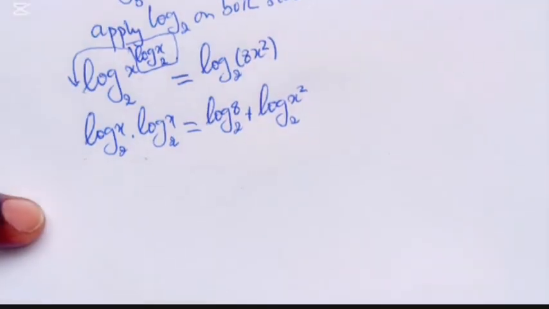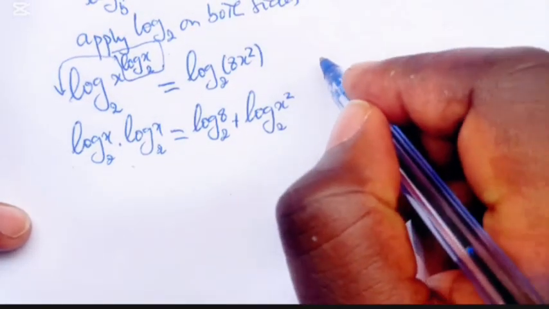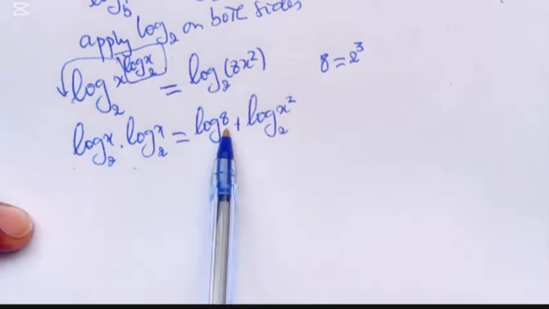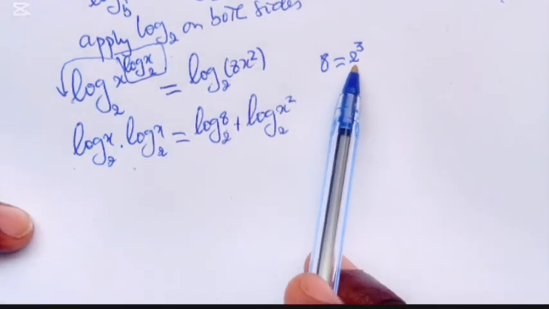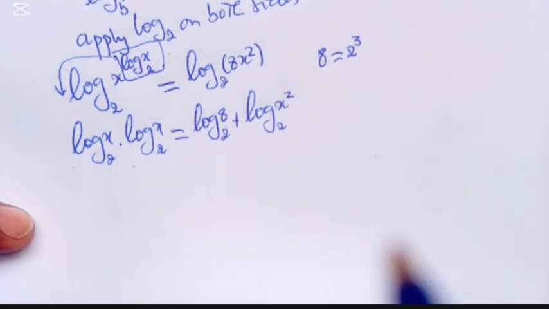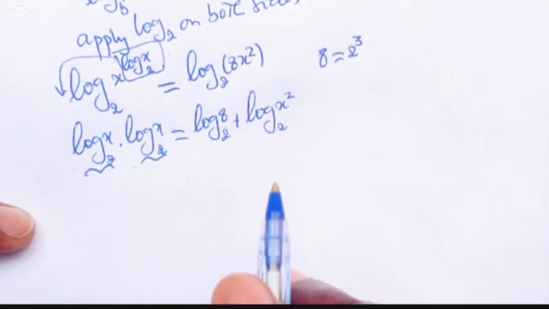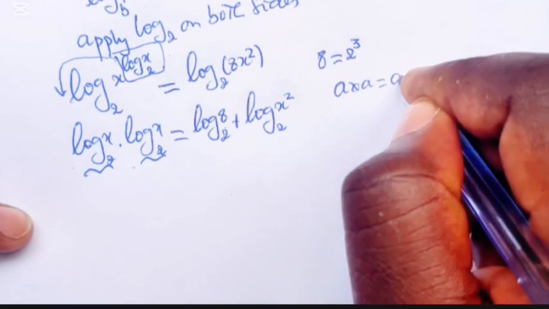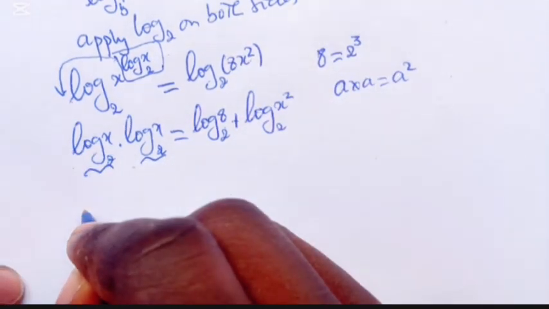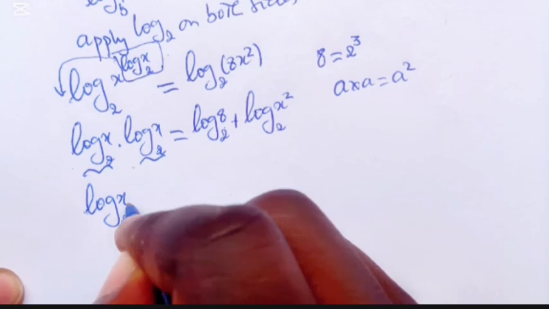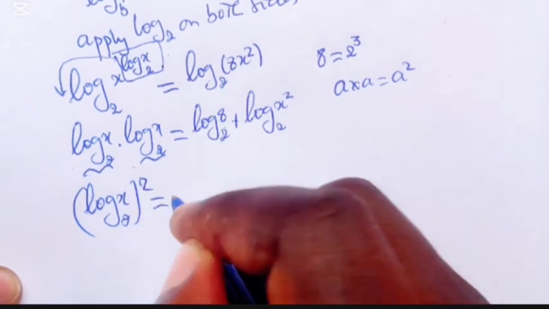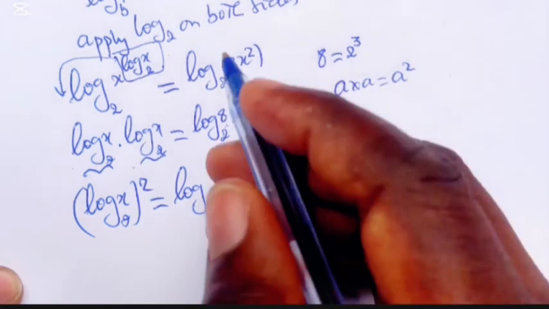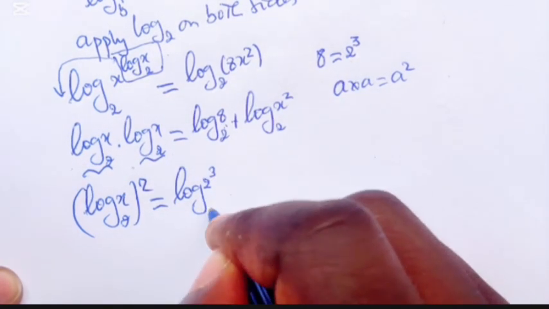Now, we know well that 8 is 2 to the power of 3. Instead of having log 8, we need to have log of 2 to the power 3 in base 2. And these two are similar, so having a times a is a to the power of 2. Now, we have log x base 2 to the power of 2, which is equal to log of 2 to the power 3 in base 2.